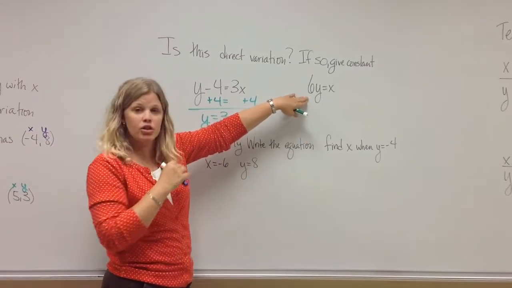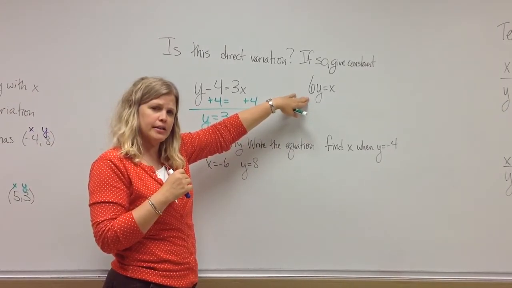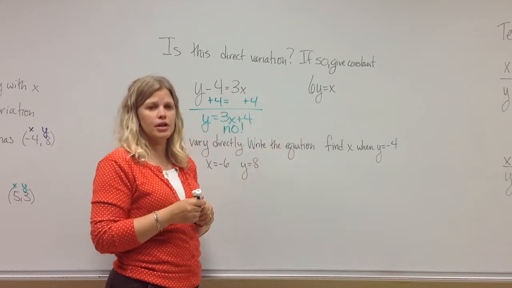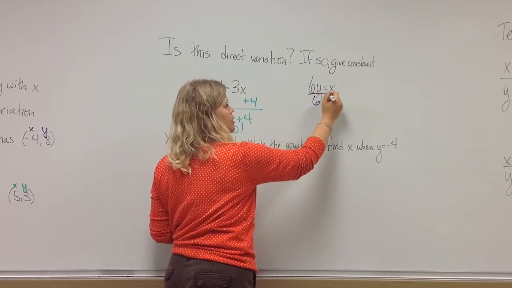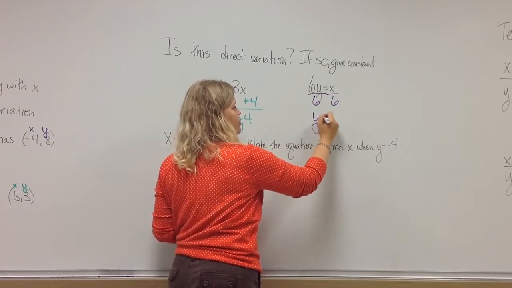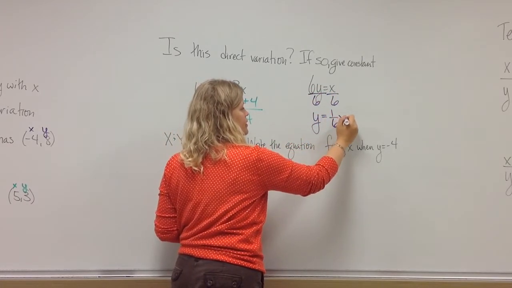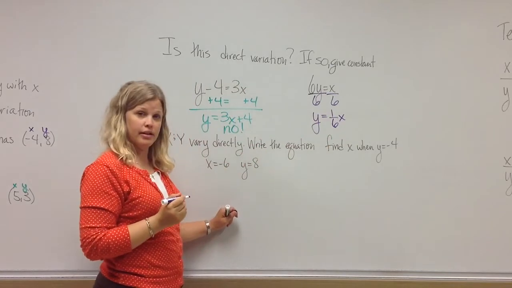Now, this kind of looks similar, but I think y was by itself. So what would we do to get y by itself? Well, we're multiplying, so to undo it, you divide, and now you get y equals 1/6 x. Does that look like it?